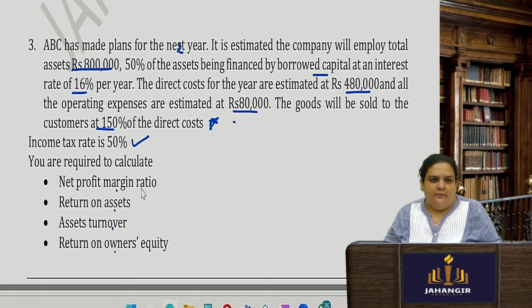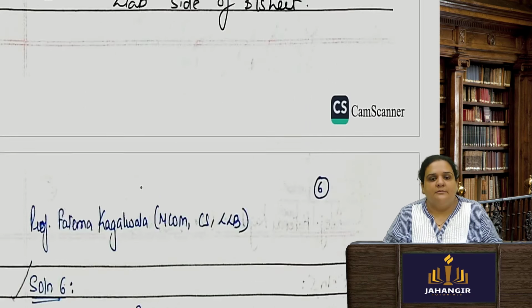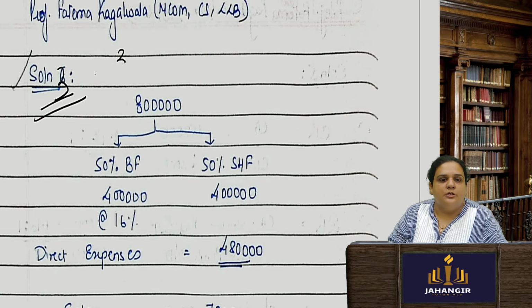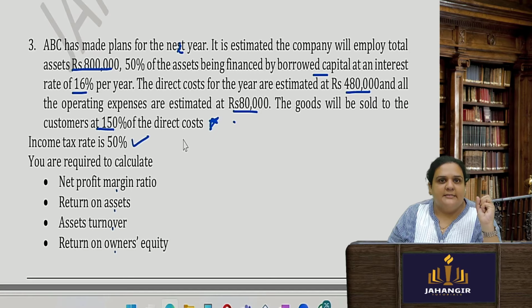Ratios are okay. First I have to make my income statement. Okay, so in case of income statement, write there solution number 3. Okay, for income statement, first thing, what is my total assets? How much capital I will need? 8 lakhs rupees. They have told me that we need to employ total assets of 8 lakhs.